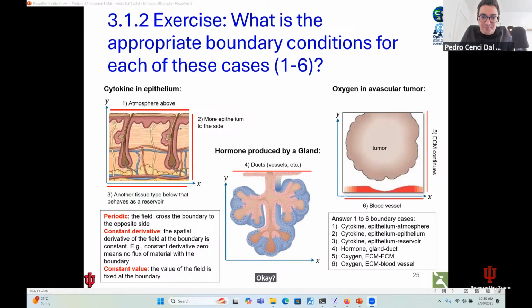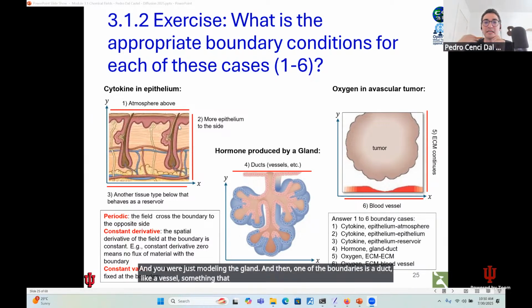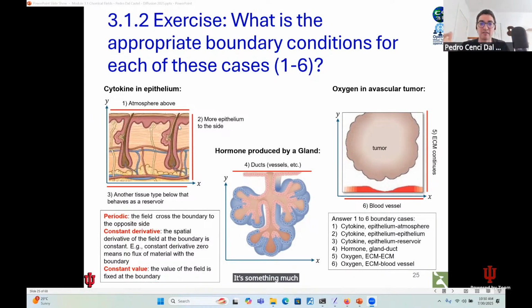Fourth case, you have a gland producing a hormone, and you are just modeling the gland. And then one of the boundaries is a duct, like a vessel, something that is carrying something much bigger than the gland itself that is carrying these hormones away.